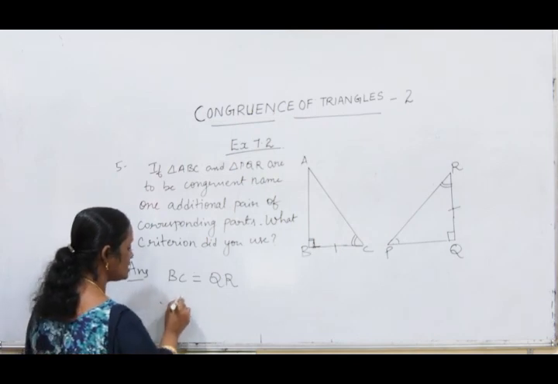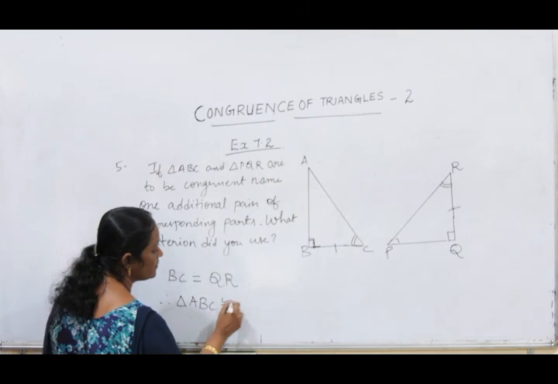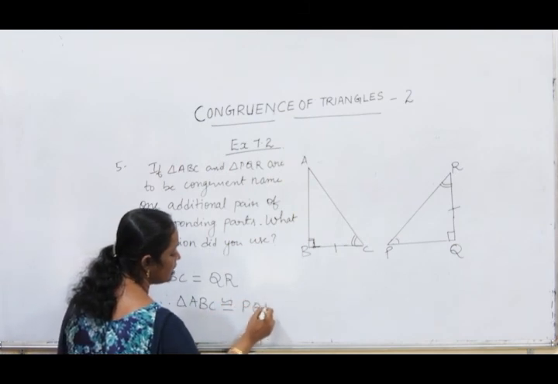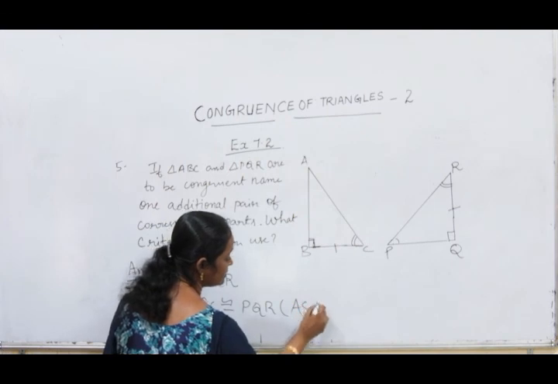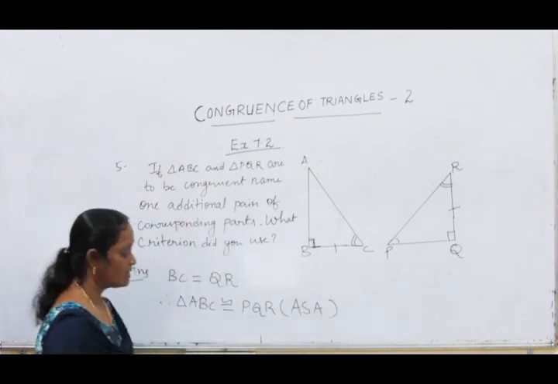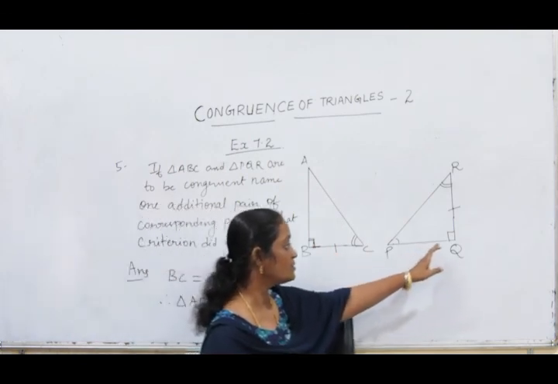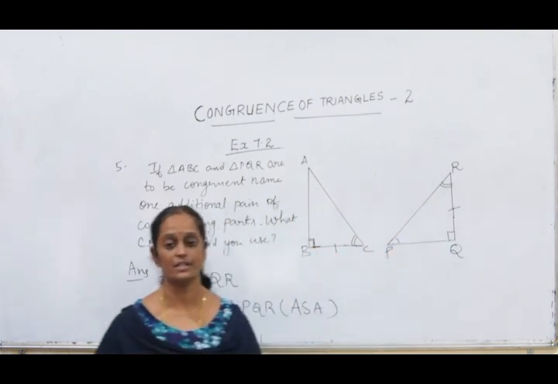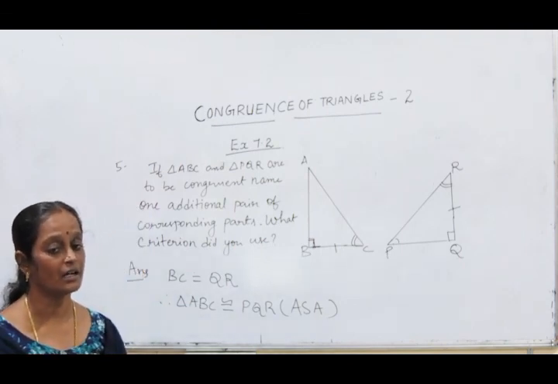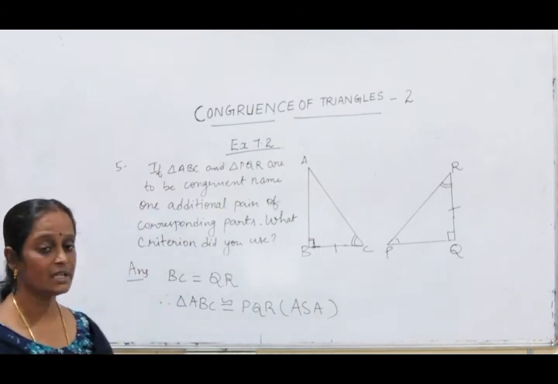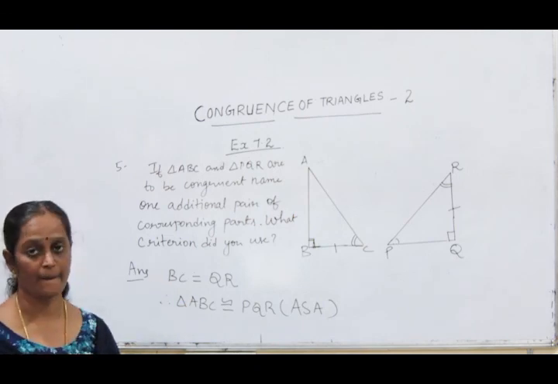Therefore, we can say that triangle ABC is congruent to triangle PQR by angle side angle criteria. Two angles and the included side of one triangle are equal to two angles and the included side of another triangle. So these two triangles ABC and PQR are congruent by ASA criterion, and we need to show that here BC is equal to QR.